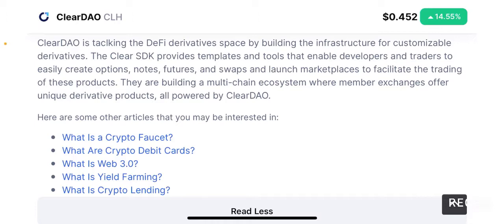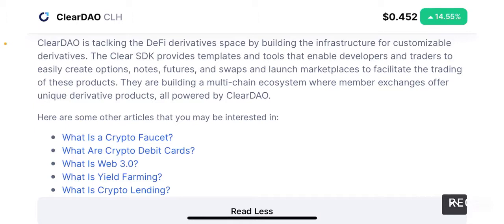And ClearDAO is trying to do something a little differently by offering an infrastructure for building customizable derivatives by the users, right? So the Clear SDK provides templates and tools that enable developers and traders to easily create options, notes, futures and swaps and launch marketplaces to facilitate the trading of these products. So in order to facilitate the creation of customized derivatives, ClearDAO basically has a software development kit known as the Clear SDK, which is an easy kit that developers can use to customize and create their own derivatives, right?